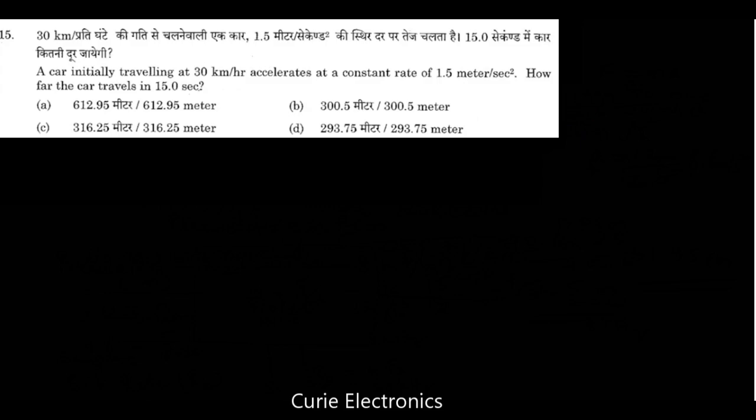Question number 15. A car initially traveling at 30 km per hour. So we have to convert this to meter per second. How do you convert? 1 kilometer equals 1000 meters, so multiply by 1000. To convert hours to seconds, that is 60 multiplied by 60. If you simplify this, what do you get?